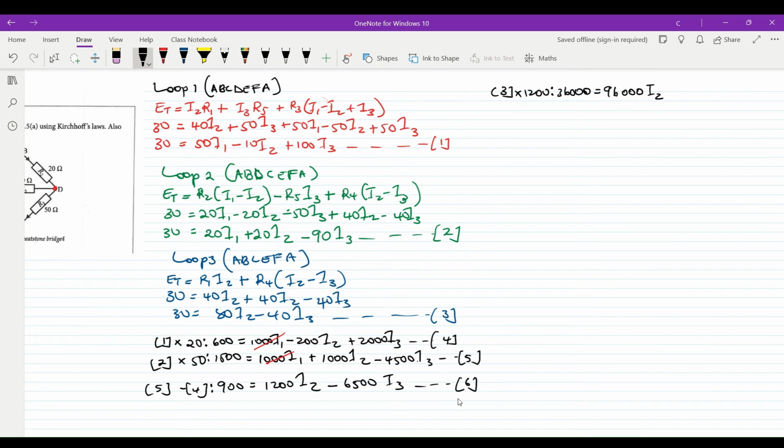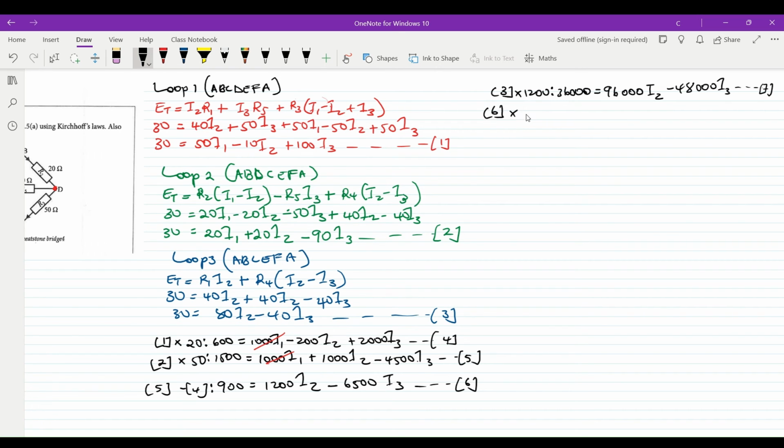I2. 1,200 multiplied by negative 40. This should give me negative 48,000. Equation 3. We want to write this as equation number 7. And then we go to equation 6.